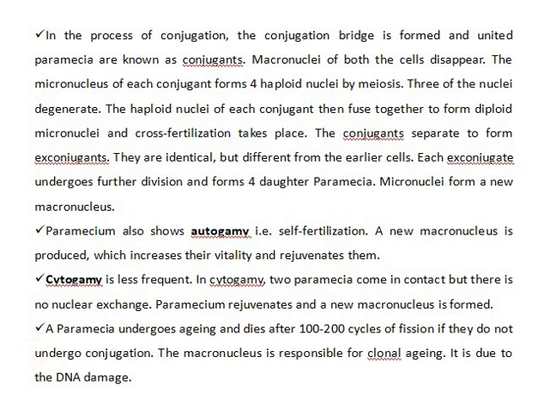Paramecium also shows autogamy, that means self-fertilization. A new macronucleus is produced which increases their vitality and rejuvenates them. Cytogamy is less frequent. In cytogamy, 2 Paramecia come in contact, but there is no nuclear exchange; the Paramecium rejuvenates and a new macronucleus is formed. A Paramecium undergoes aging and dies after 100 to 200 cycles of fission if they do not undergo conjugation. The macronucleus is responsible for clonal aging, which is due to DNA damage.